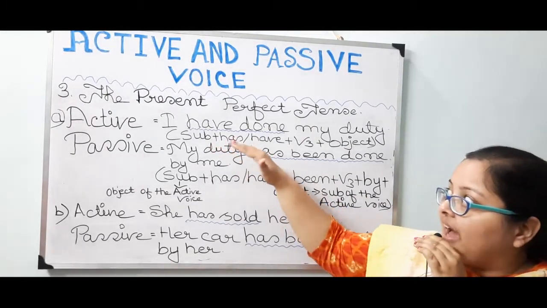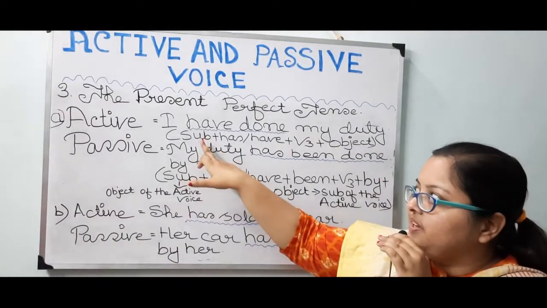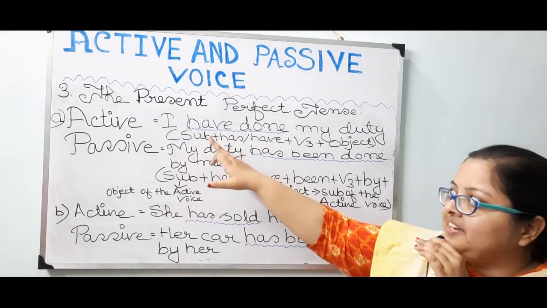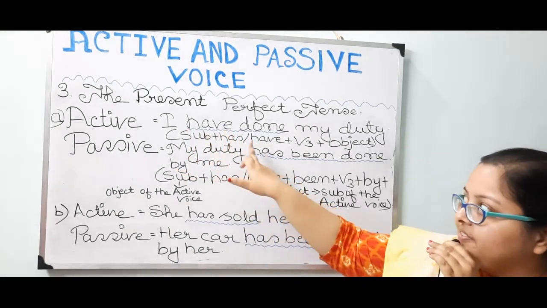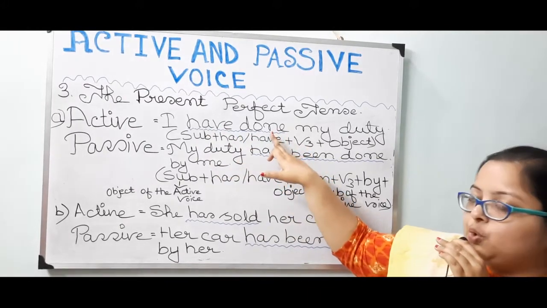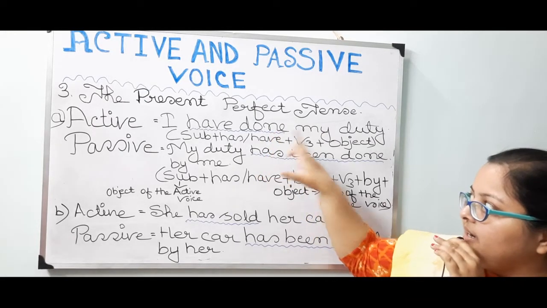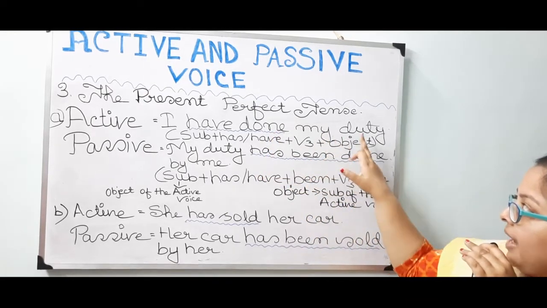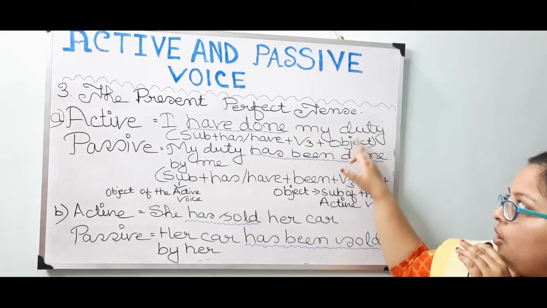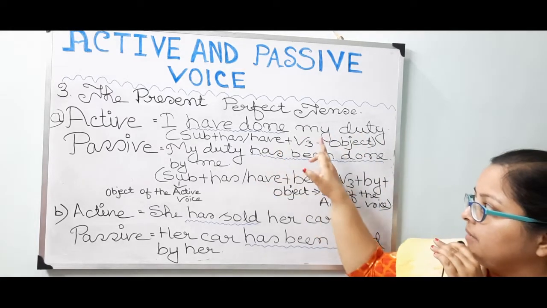Now active, I have done my duty, where subject, we have to put the subject at first. So I, then has or have. Definitely with I we have to put have, which I have put. Then third form of the verb, do, did, done. So third form of the verb do is done. Over here I have put. Then my duty. Now duty is basically occupying the place of the object over here. So my duty, I have done my duty.